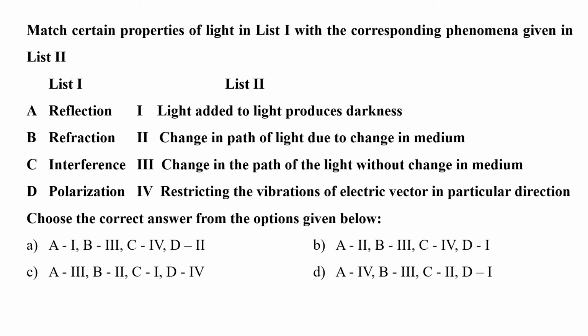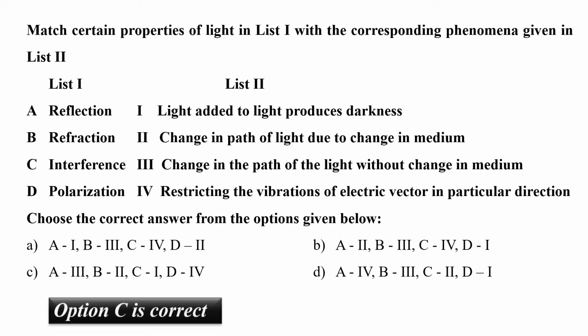So here the correct matches would be: reflection matches with the change in path of light without change in the media. Diffraction matches with the change in path of light due to change in medium. Interference would be light added to light produces darkness, and polarization would be restricting the vibration of the electric vector into a particular direction. All these options are given in option number C, so option number C is going to be the correct answer.